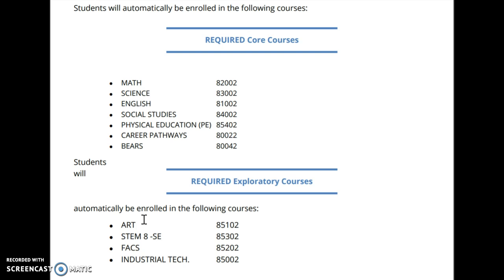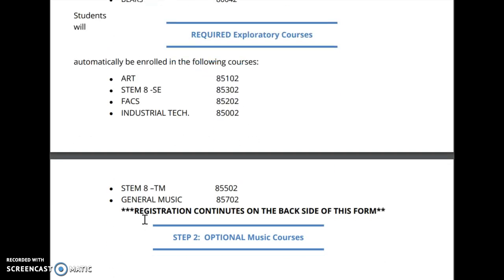Required exploratory courses. These are Art, STEM, Maths, Industrial Technology, Technology, and General Music. These courses will automatically be generated into a student's schedule.